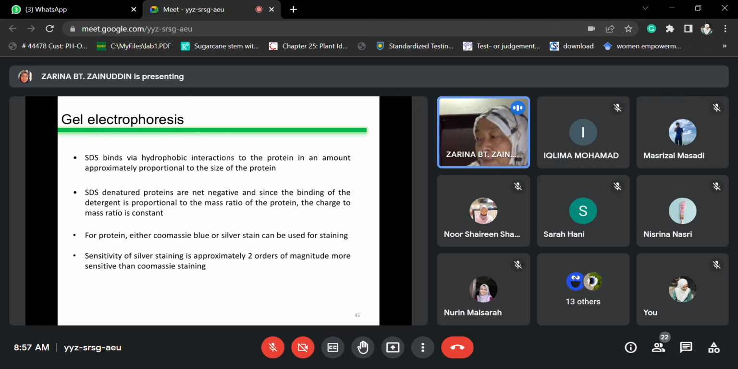Protein ni untuk prepare gel dia lagi kompleks lah daripada DNA. Alright, so you can use Coomassie blue ataupun silver stain for staining, but silver staining is more sensitive. Okay, 2 times more sensitive compared to Coomassie blue stain.